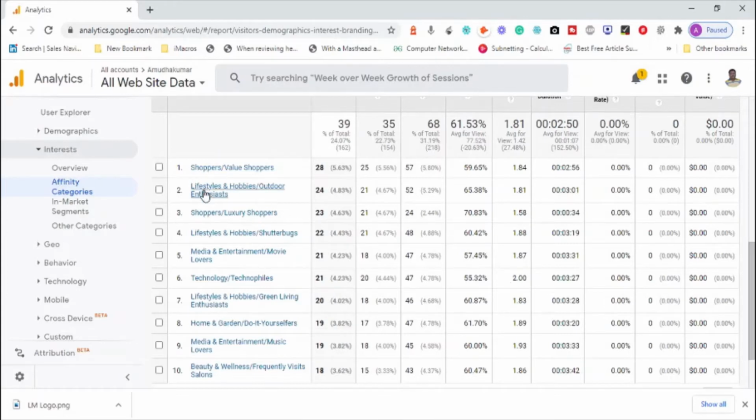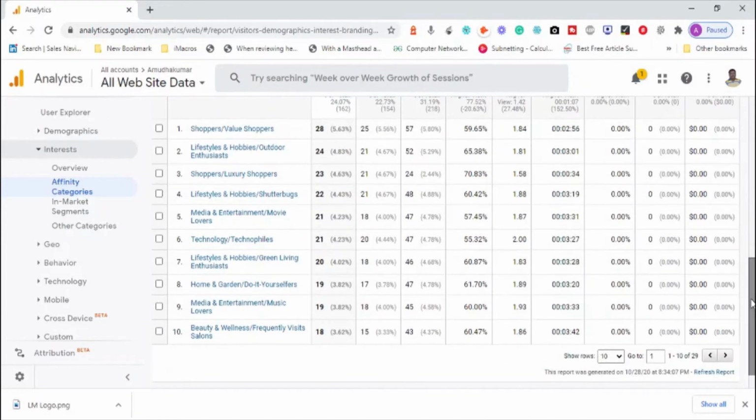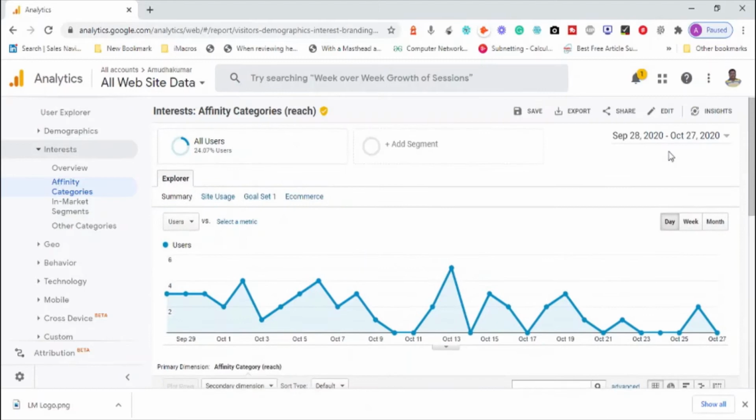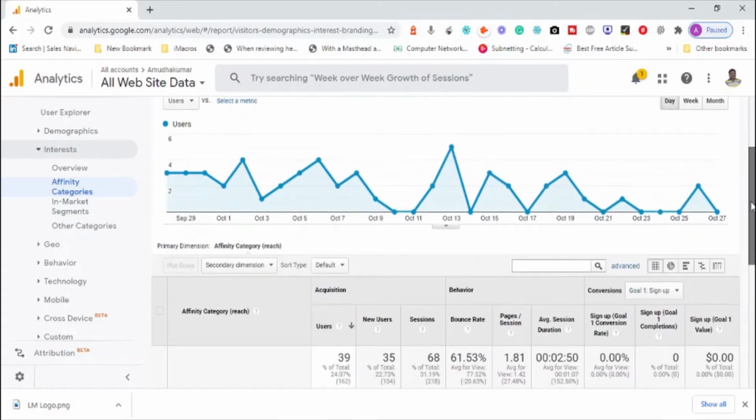of shoppers, lifestyle, luxury shoppers, see 28 people, 24, 23, 22. Okay, which means these are the categories where my website is easily attracting people from the internet platform, out of which shoppers, people who have the option to buy online, have the regular habit of buying products online. Okay, and those people are visiting my website, and the data is basically from September 28 to October 27, 2020. So one month of data is what I am looking into.